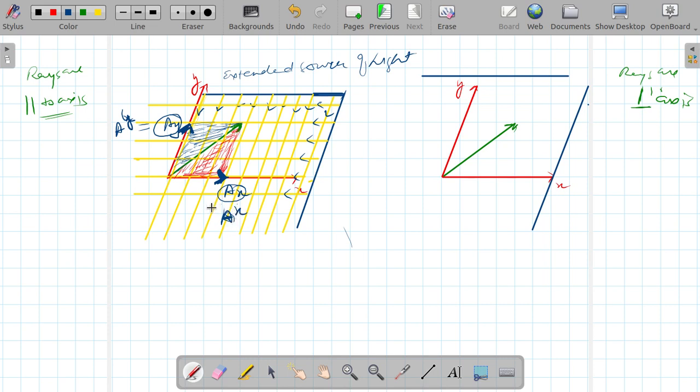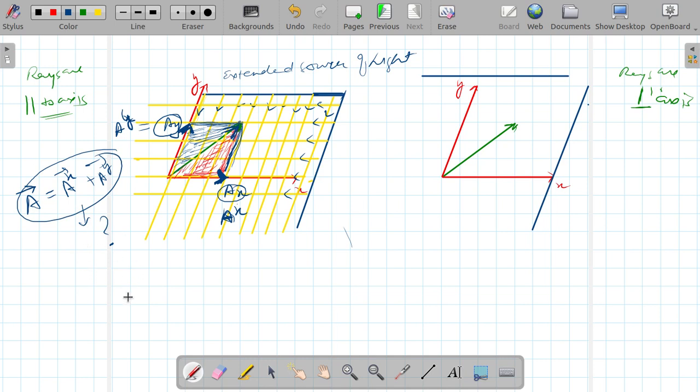So if I try to look at it, what's going on? Now this will become a parallelogram. So if I apply the parallelogram law of vector addition, then this vector A can be expressed as a sum of these two vectors. In other words, vector A can be written as vector AX plus vector AY. We will talk about this later on.